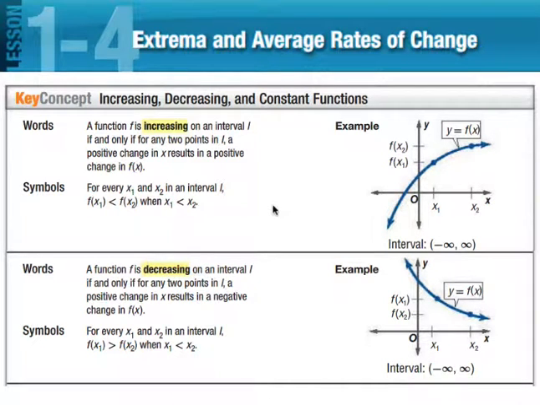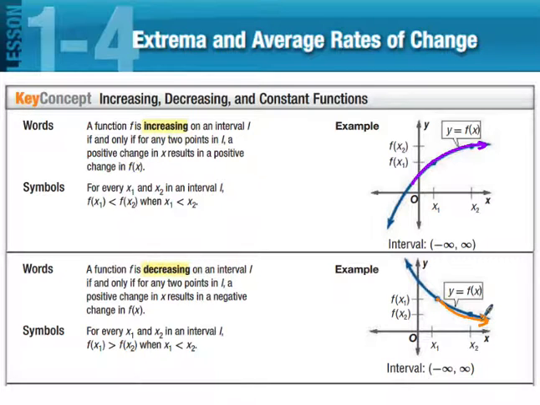Average rates of change. So first of all, we're going to look at examples of increasing, decreasing, and constant functions. What you need to know here is that if a function is increasing, the graph is going up. That's what an increasing function means. It goes up. A decreasing function, on the other hand, means that the graph goes down. It decreases. Okay, so that's what they mean.